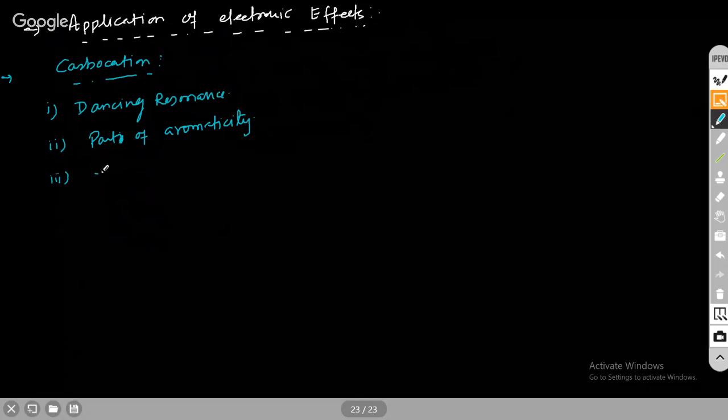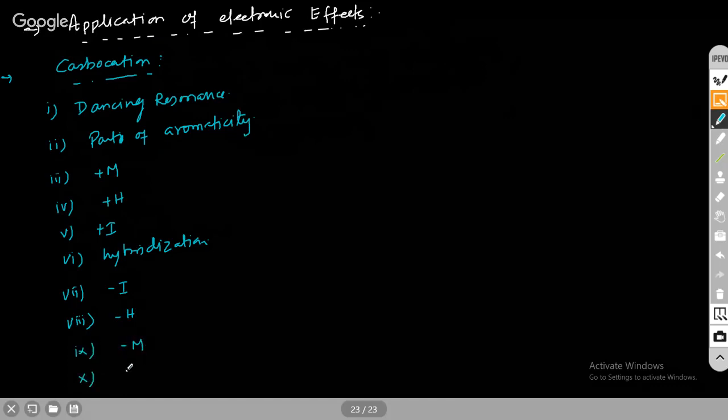Right? Third factor we have plus M effect. Fourth we have plus H. Fifth we have plus I. Sixth we have hybridization. Seventh we have minus I, minus H, minus M, and the last factor is anti-aromaticity.